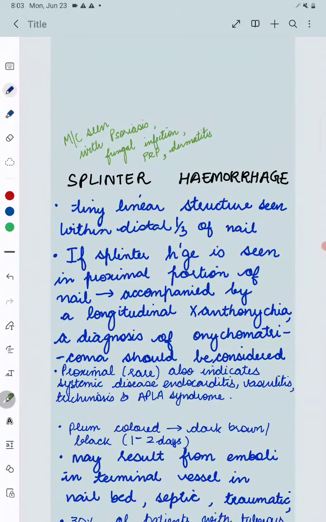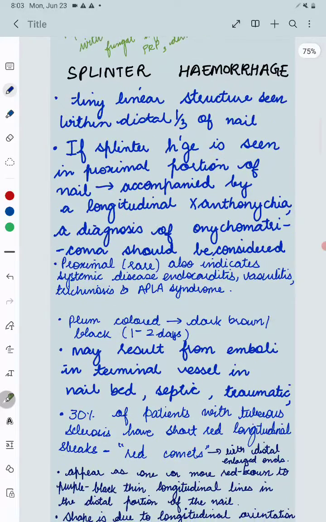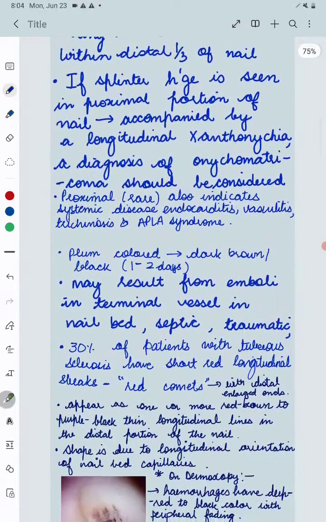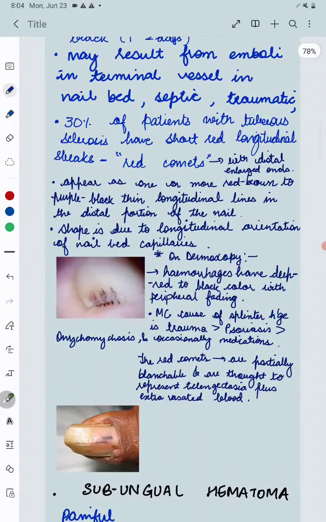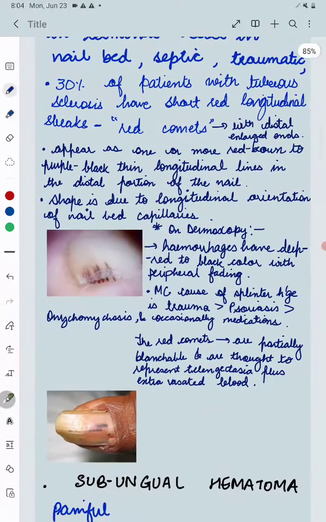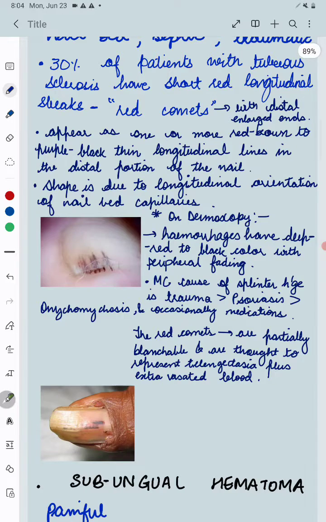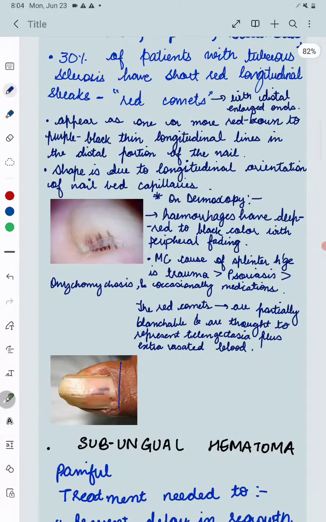Splinter hemorrhages can be seen in the proximal 1/3 or distal 1/3. Usually they are seen in distal 1/3 of the nail. They are seen with psoriasis, fungal infection, PRP, dermatitis, and this is how your splinter hemorrhages will look like. So most common cause is trauma, then psoriasis, then onychomycosis, and occasionally medications. And this is proximal, this is distal.